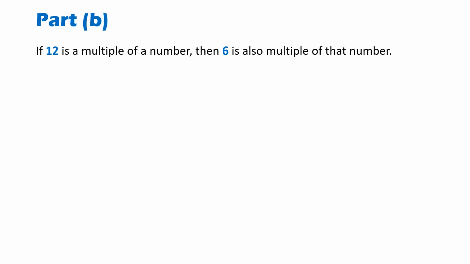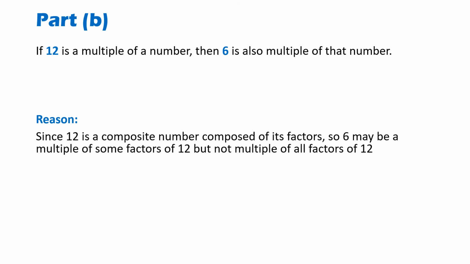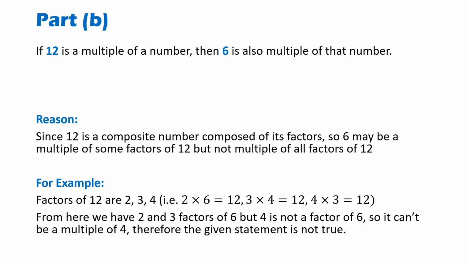Part B. If 12 is a multiple of a number, then 6 is also a multiple of that number. Since 12 is a composite number composed of its factors, 6 may be a multiple of some factors of 12, but not a multiple of all factors of 12. For example, factors of 12 are 2, 3, and 4, and 6 is a multiple of 2 and 3, but it is not a multiple of 4. Therefore, the given statement is false.